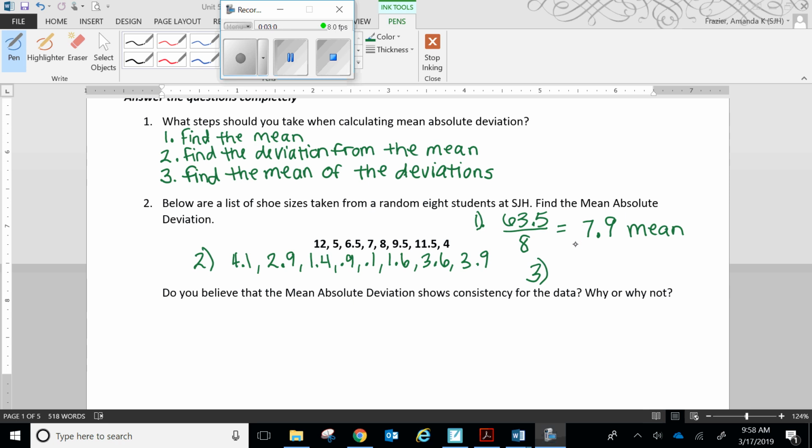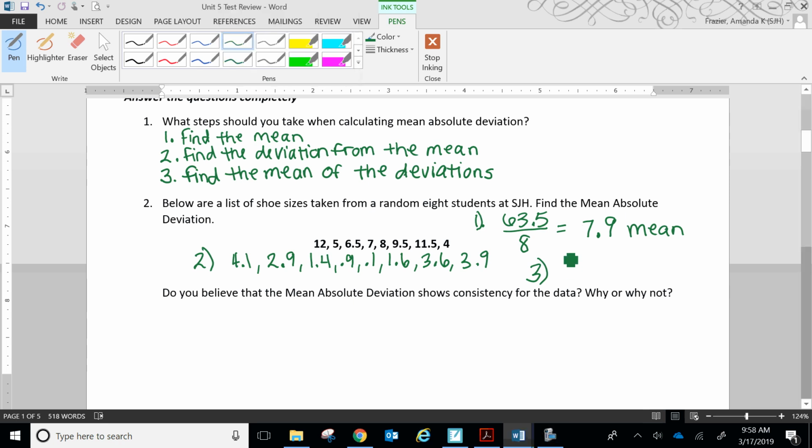Okay, so when I add all of those distances together, I get 18.5. And now I need to divide those by 8 to find the mean. So I'm going to take 18.5, divide by 8, and I get approximately 2.3, or 2.31 would be okay as well. So my mean absolute deviation, my final answer, is 2.31.